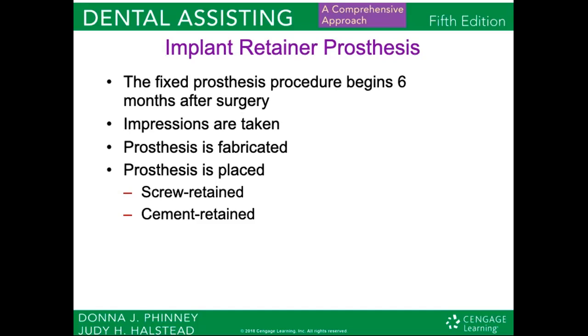the implant needs to be retrieved. Whereas with the cement retained crown, you can still take the crown off, but you wouldn't be able to do it without completely destroying the crown first. You have to cut it off. So there are some advantages and disadvantages with those as well.